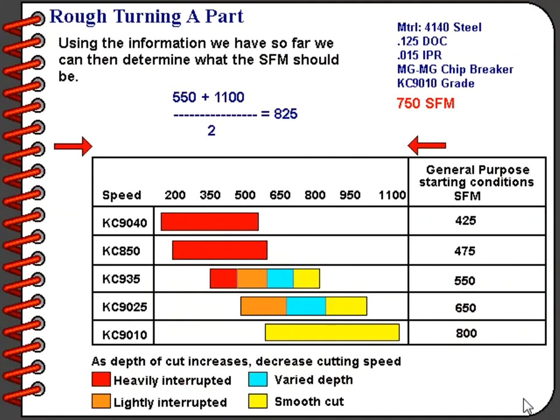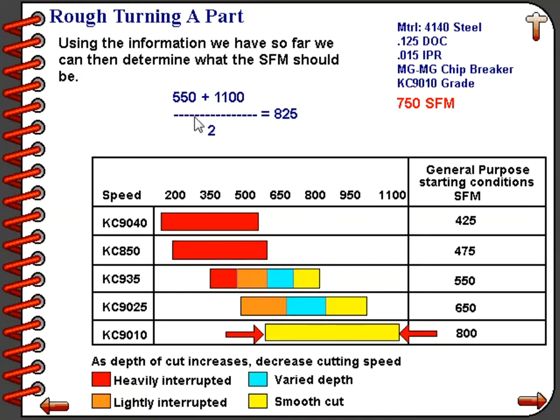Using the information we have so far, we can then determine what the SFM should be. Using the chart below, we know that we're going to be taking a smooth cut, so we'll be selecting our speed in the yellow range shown on the chart below. We come down to our insert grade along the left-hand side, which is KC 9010, and then we look at the yellow range for smooth cut. And we can see that our range is from 550 to 1100.